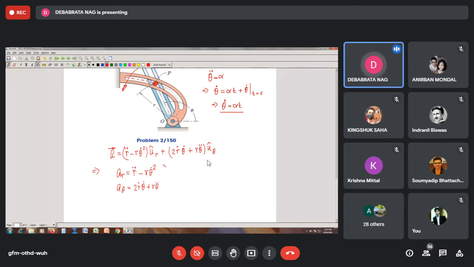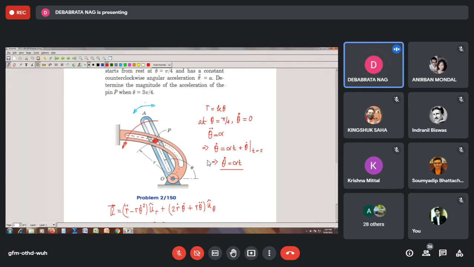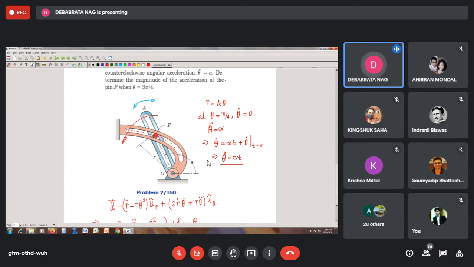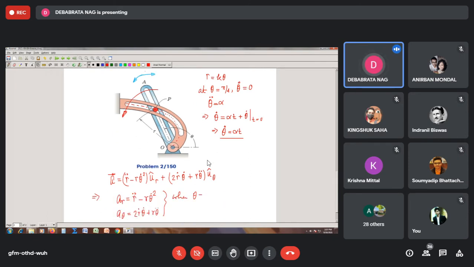And we have to find out these accelerations when theta becomes equal to 3 pi by 4. Correct? So this is the expression. Basically, what we have to do is that when theta becomes equal to 3 pi by 4, I need to find out the magnitude of r, the magnitude of theta dot, theta double dot, etc.